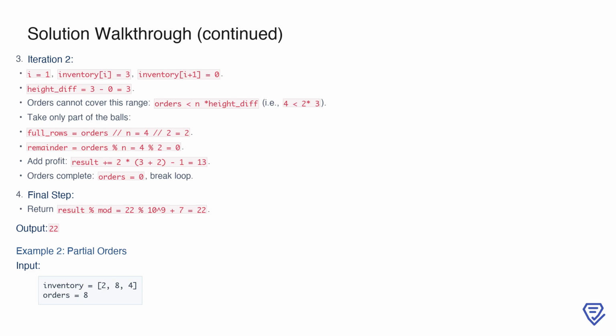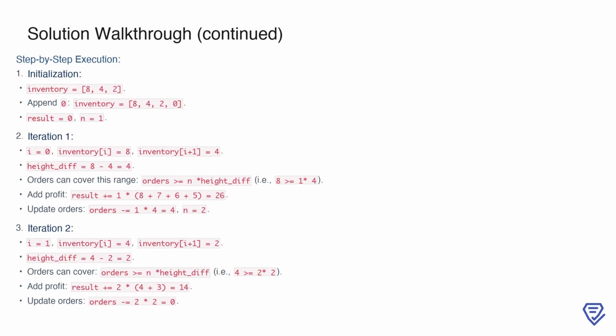In the second iteration, we're looking at the next difference between inventory levels, 3 and 0, which gives a height_diff of 3. However, we don't have enough orders to cover this entire range, as 4 is less than 2*3. So, we calculate how many full levels of balls we can take. Dividing the remaining orders by n gives full_rows equals 2, and since there's no remainder, we take exactly 2 full rows. Adding the profit from these rows, we get result plus equals 13. With no orders remaining, we exit the loop. Finally, we return the result modulo 10^9 plus 7, which gives us a total profit of 22 for this example.